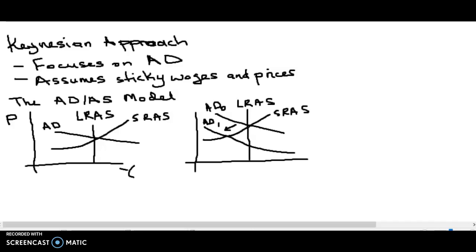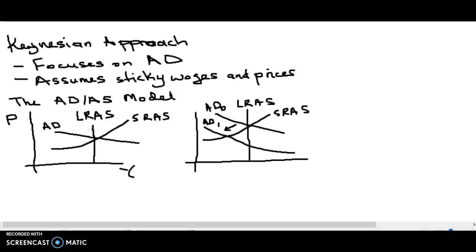We have a workhorse model that we use in economics, and that's called the aggregate demand, aggregate supply model. And this is it right here. So we have three main features of it. We have the aggregate demand curve, which is downward sloping. Then we have the short-run aggregate supply curve, which is somewhat curved upwards. And finally, we have the long-run aggregate supply curve, which is completely vertical. And this is at the level of potential output in your economy.